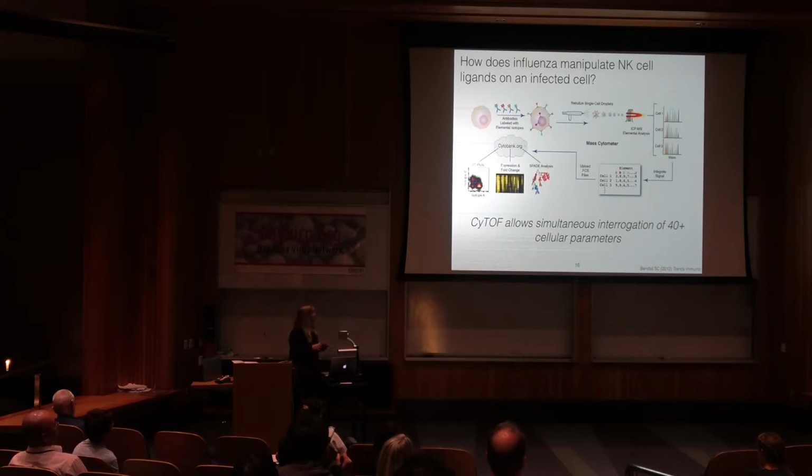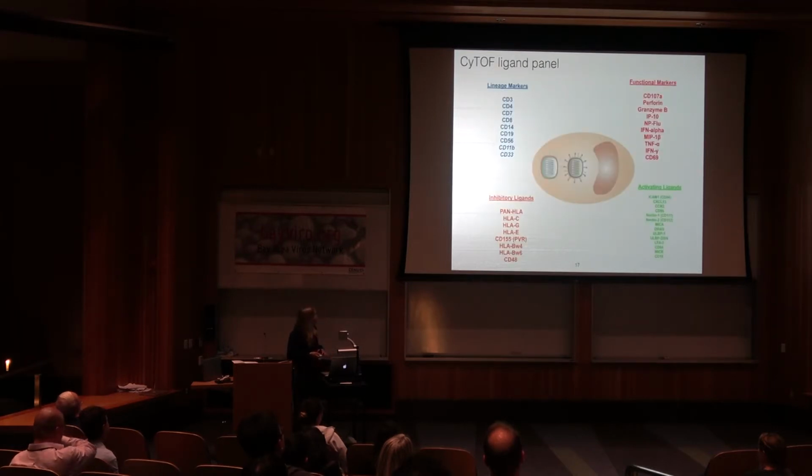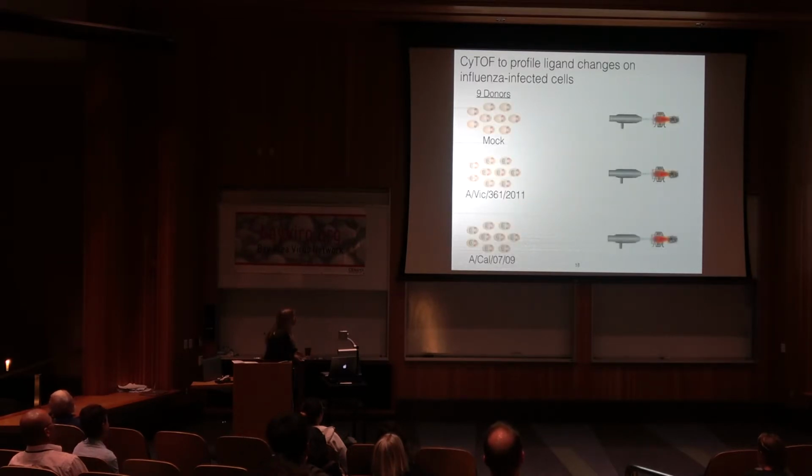And this allows for the simultaneous measurement of already 40 cellular parameters on a single cell resolution. I built and validated a 40 parameter CyTOF panel encompassing antibodies specific to a number of inhibitory and activating ligands, which we then conjugate to rare earth metals that can be detected by a mass cytometer. So cells from 9 donors were either mock-treated or infected with either influenza strain, MOI of 3, for 24 hours, stained with the ligand panel, and then run through the mass cytometer.